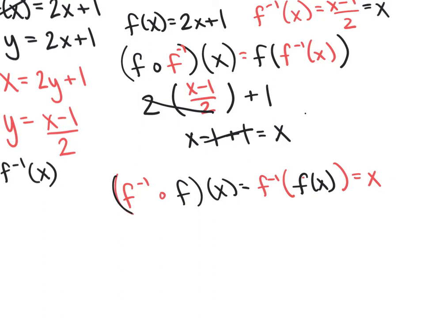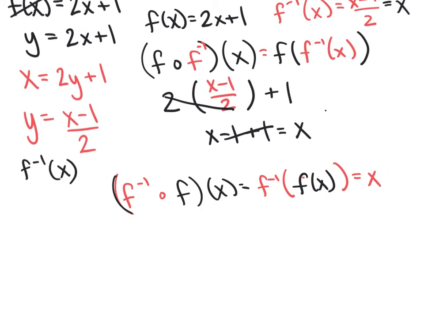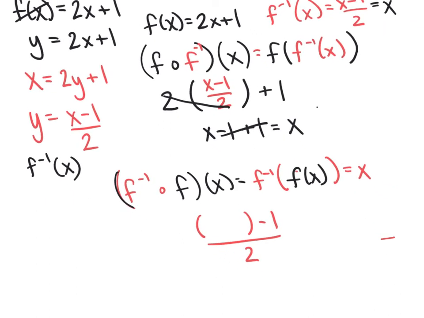So this time I have f inverse, remember, f inverse is this right here, y equals x minus 1 over 2. So for that x at the top, I'm going to do this, minus 1 over 2, right? But for that function, I'm plugging in the f of x function. Remember, f of x is this up here, 2x plus 1. So I'm going to plug in 2x plus 1 here.